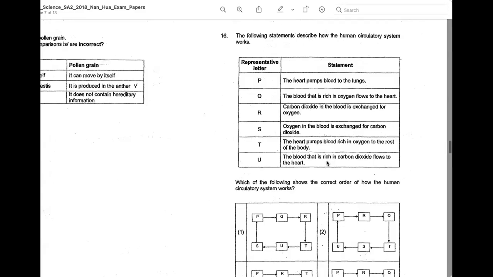Okay, we'll discuss question 16. We start from Q. The blood that flows from the lungs to the heart. Then the heart pumps this blood rich in oxygen to the rest of the body.